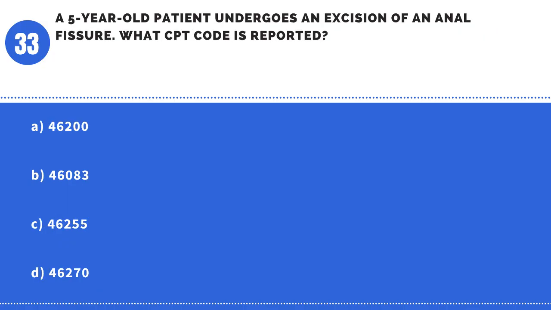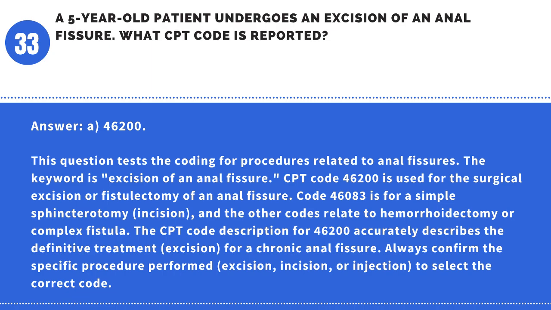Question 33. A 5-year-old patient undergoes an excision of an anal fissure. What CPT code is reported? A. 46200. B. 46083. C. 46255. D. 46270. Answer A.